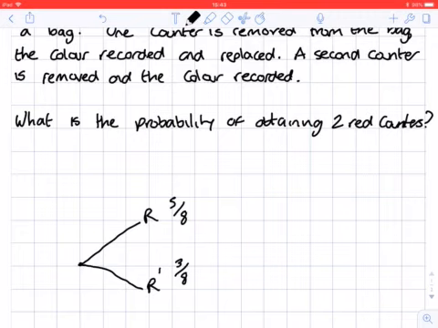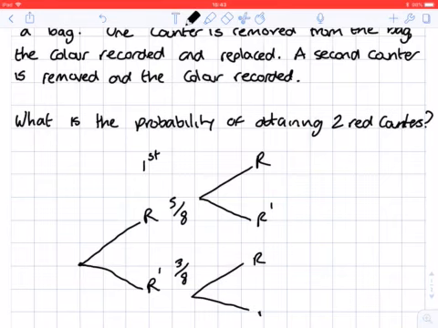So then we move on to the second selection. So there's my first. The second selection would then generate another opportunity to get a red or not a red. And again here, red and not a red. Now obviously because the counter has been put back into the bag, the probabilities remain the same, as a total of 8 counters. So here we'd have 5 eighths and 3 eighths, and here we'd have 5 eighths and 3 eighths.